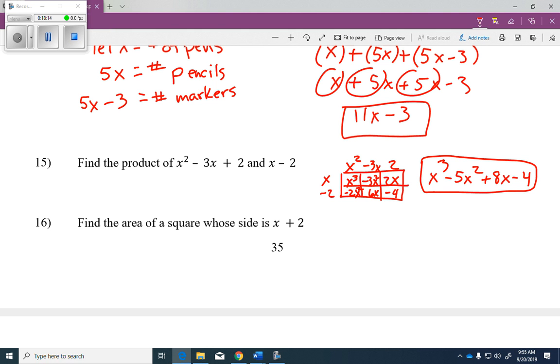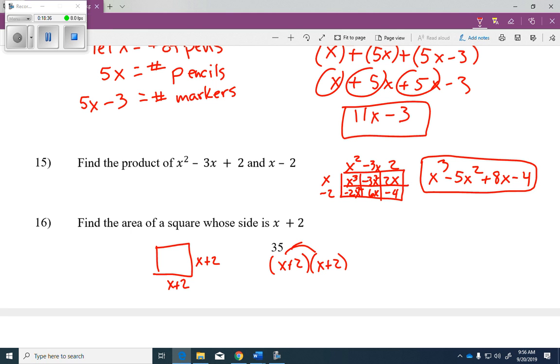Find the area of a square. If I have a square, area is length times width, whose side is x plus 2. Here's a side of x plus 2, but it's a square, so all the sides are the same. So this is also an x plus 2. I really have to do x plus 2 times x plus 2.